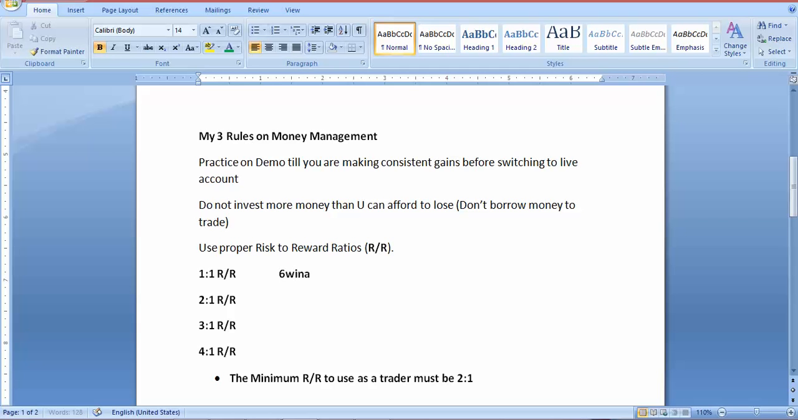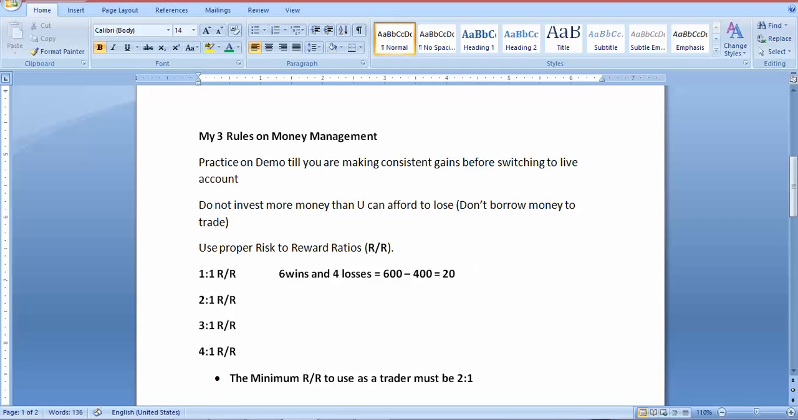6 wins and, say, 4 losses. It means that here you won $600 minus $400, because with 6 wins, remember every win for us is about $100 for 100 pips, and every loss for us is the same amount, $100. So we won 6 times $100, which is 600, and we lost 4, so 4 times $100 is 400. Then we have a total profit of 200.